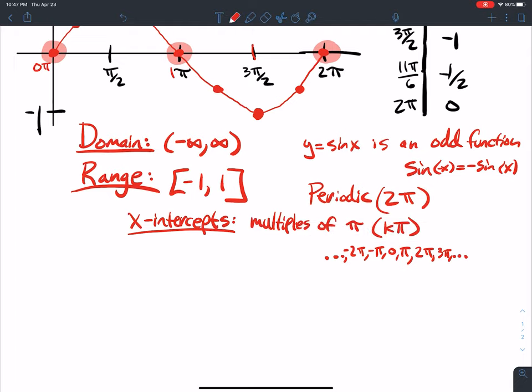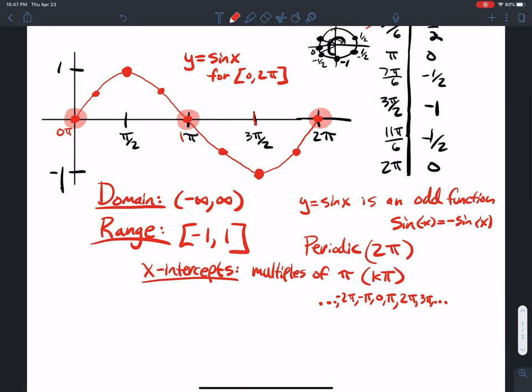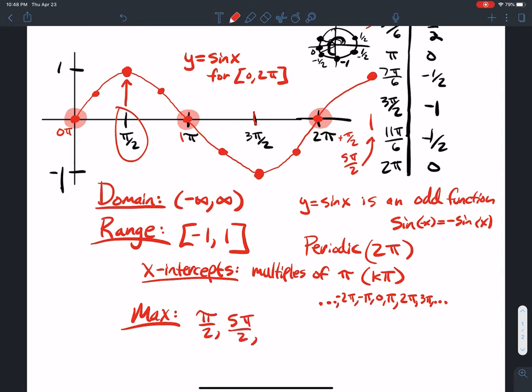Maximum value obtained. Where do we attain our maximum values? We obtain the maximum values at pi over 2. When will we obtain it again? If we keep cycling through, we'll obtain it again over here. If I add pi over 2 to 2 pi, that would be 5 pi over 2. So the maximum occurs at pi over 2, 5 pi over 2, 9 pi over 2, and so on and so on.